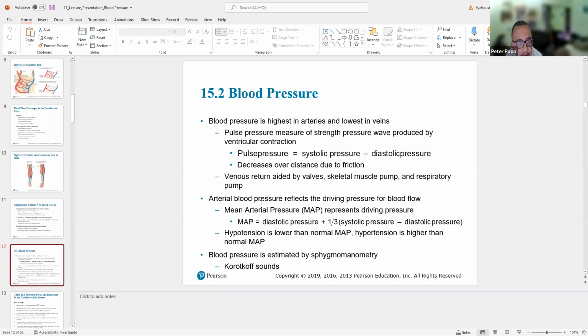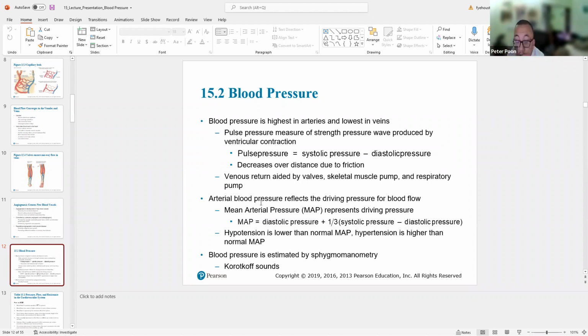Blood pressure is the highest in the arteries and lowest in the veins. So the further away from the heart, the less pressure you have. Okay. So pulse pressure is a measure of the strength of the pressure wave produced by ventricular contraction. Pulse pressure is the systolic pressure minus the diastolic pressure.